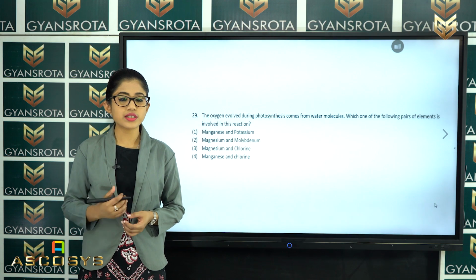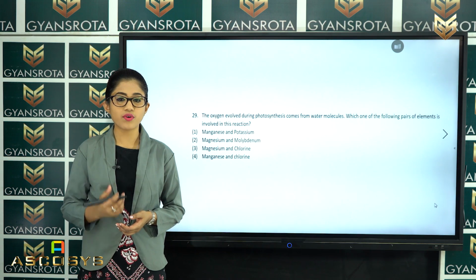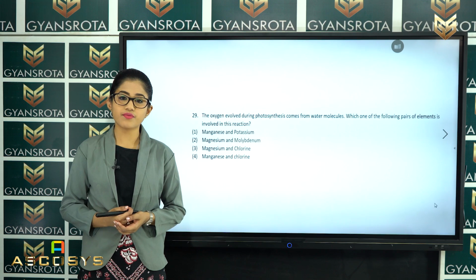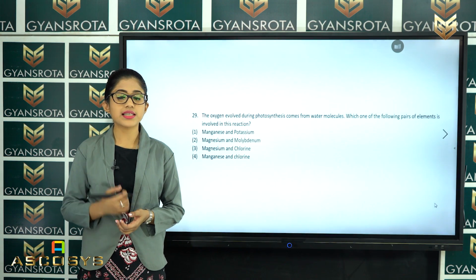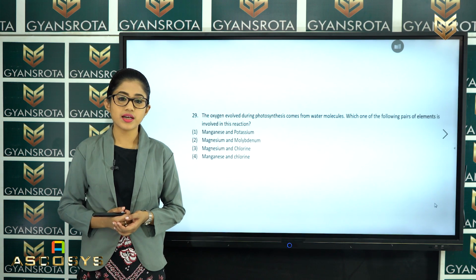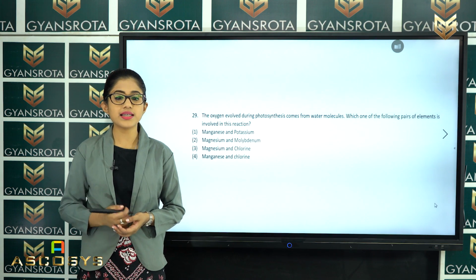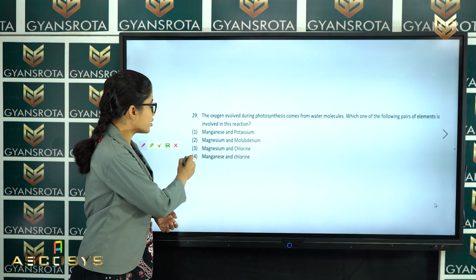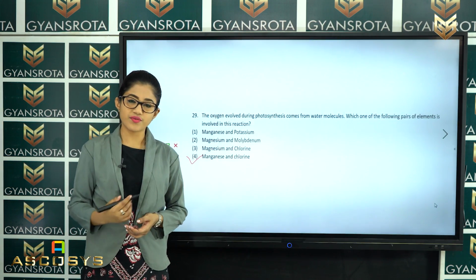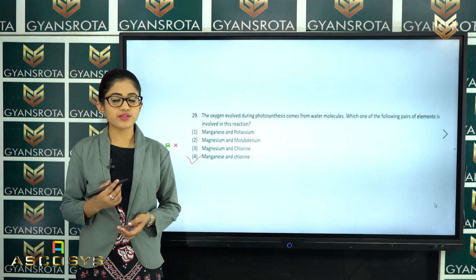So, during photosynthesis you know that oxygen is evolved and this oxygen comes from the water molecules. So, which pair of elements is involved in this reaction? The answer is manganese and chlorine. So, from the given options, option number 4 is the correct answer to this question. Now, let us see the next question.